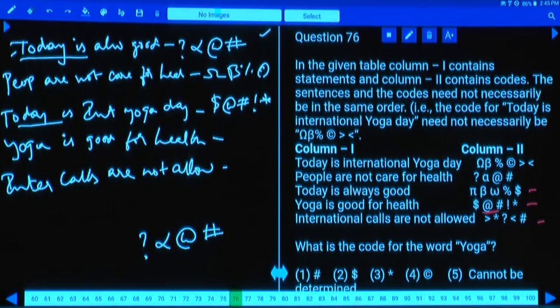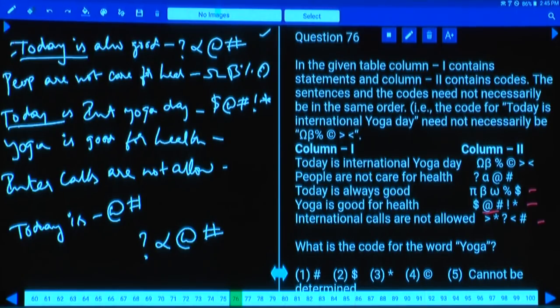Done with this? No. Now today is. Tell me what is the code for this today is? The code for today and is, at the rate of and hash, in any order. At the rate of and hash in any order. Done with this one? Now we have finalized this one.